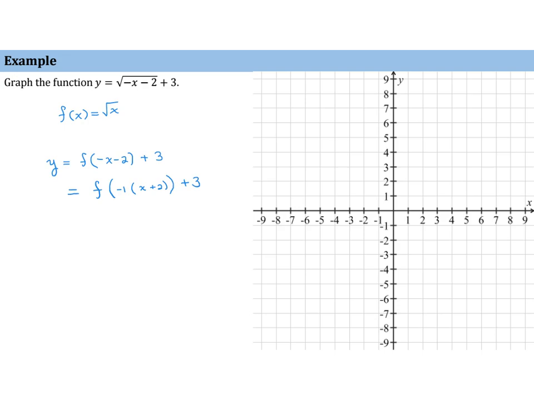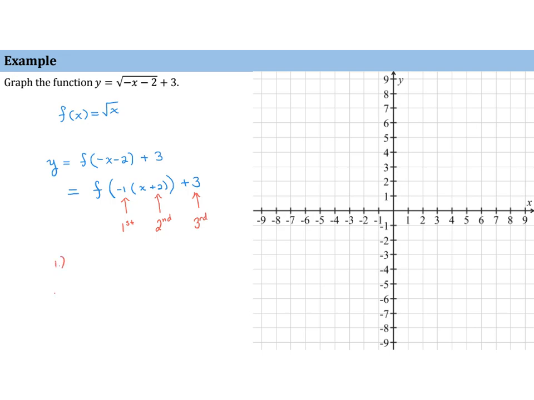So we have 3 transformations. We have the negative 1, we have the addition of 2, and then we have the addition of 3. Go ahead and think about which of these occurs first with regard to the order of transformations. So label them 1, 2, and 3. Negative 1 occurs first because it is a horizontal reflection. Then we have a horizontal translation, and then we have, lastly, a vertical translation.